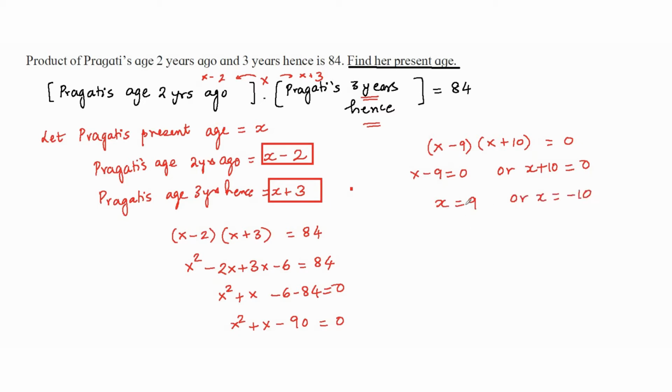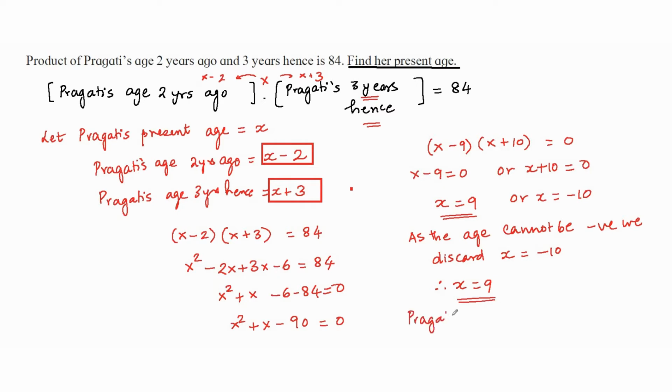And therefore I can choose x equal to 9 because x cannot be negative 10 as the age cannot be negative. So we have to mention that here, as the age cannot be negative, we discard the root x equal to negative 10. Therefore x equals 9, and this is her present age. Therefore Pragati's present age is 9 years.